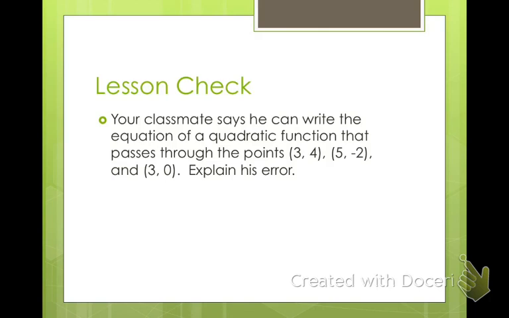Alright, and I want you to think about this one. Your classmate says he can write the equation of a quadratic function that passes through the points (3, 4), (5, -2), and (3, 0). Explain his error. You're going to have to use a little bit of critical thinking. Remember what you know about functions, and then write down an answer, and then discuss it with your partner.